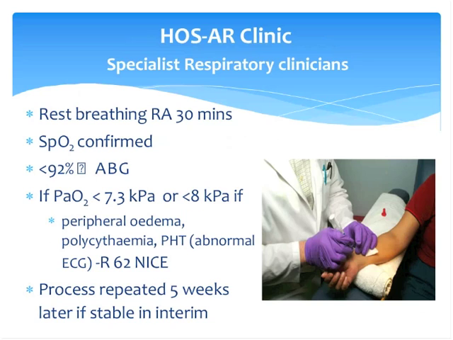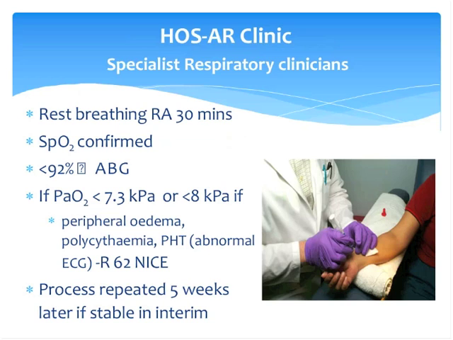Once a patient has been referred onto a HOS-AR clinic, so these are the specialist respiratory clinics that many of you will be involved in, or many of you will hopefully have available to you soon, this is when either arterial blood gases or capillary blood gases will be taken. So patients come into the clinic after they've had their assessment and have rested for 30 minutes. Their oxygen saturations will again be taken to confirm that they are above or below 92%. Obviously at this stage, if they are below 92%, then we would move forward with an arterial blood gas.